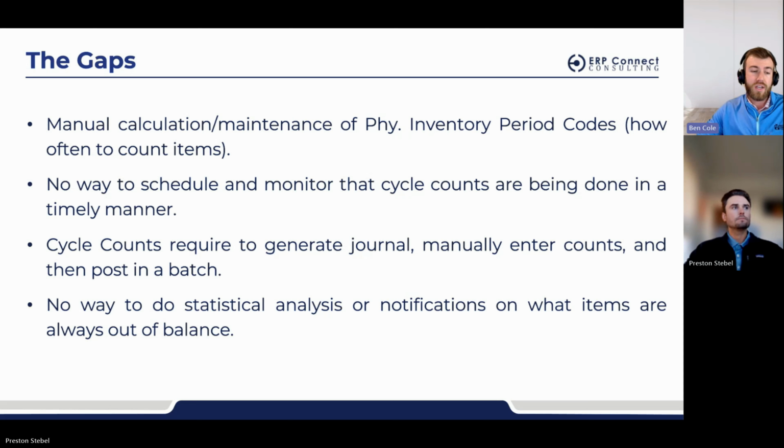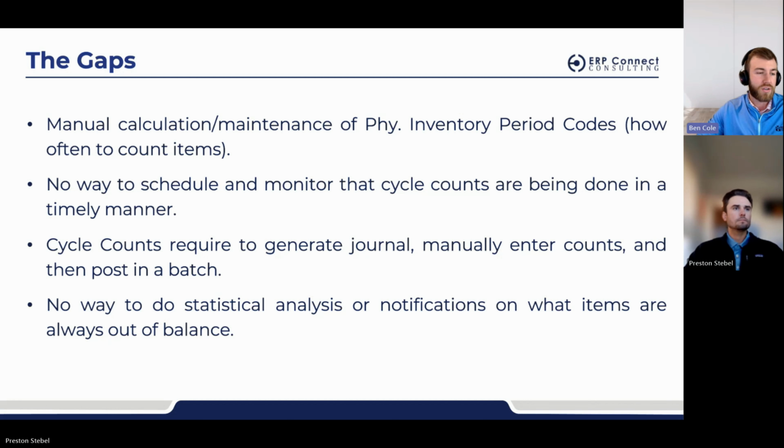The third is the general journals that those cycle counts require, right? Manually entering counts, posting batches, if you're counting multiple items, potentially running into some issues there. We'll show you how we make that a little bit easier. And then the final piece is, like with most of Business Central, there's not a whole lot of great statistical analysis or notifications that are going out of the system when items are out of balance or adjustments are being made. So naturally, this leads into some of the solutions that we've created, our team, with the Cycle Counts app.